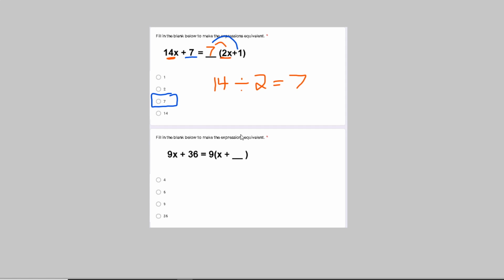Alright, so over here, it's a little different, but same idea. Notice we have a 9 outside, so that 9 times x would give us 9x. That's good. And then we have 9 times this number will give us 36. So you can think about what times 9 is 36, or you can do 36 divided by 9. That tells us 4. And then you can just double check it. 9 times x plus 9 times 4, 36. 9x plus 36.